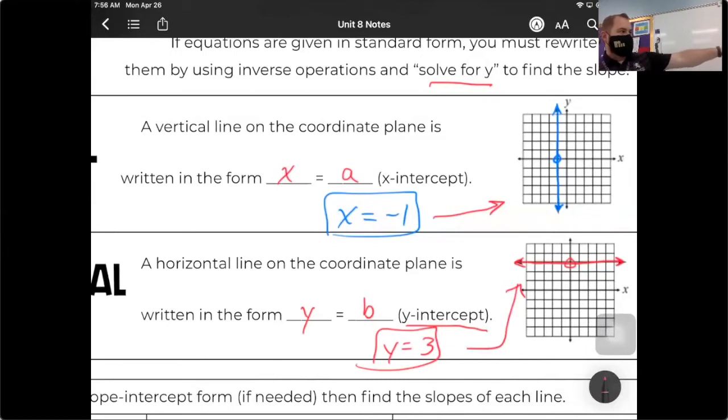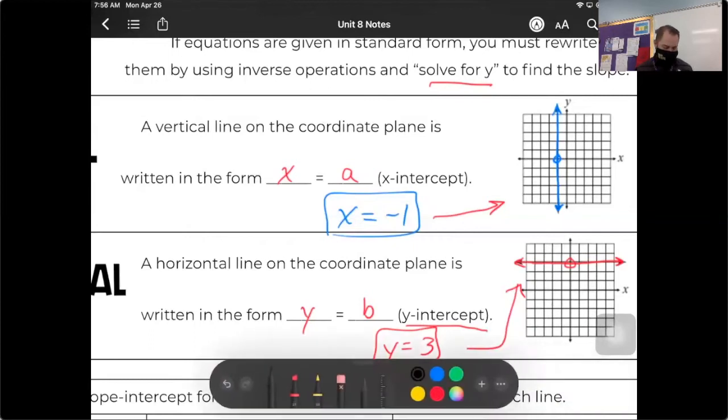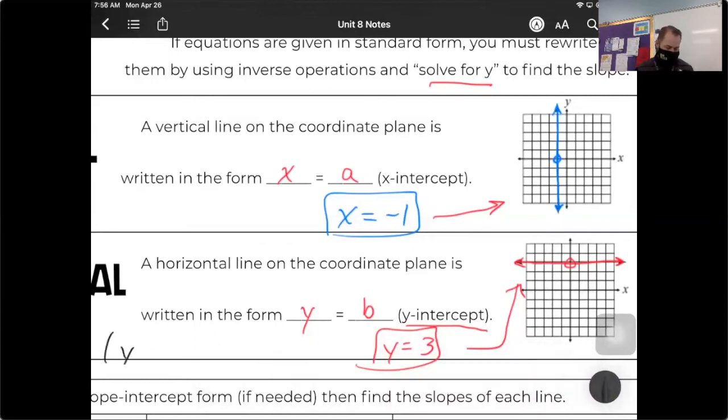What's the slope of that horizontal line? What's the slope of any horizontal line? 0, right? So actually, I could put this in slope-intercept form. I could do y equals 0x plus 3. But what's 0 times x? 0, right? And what's 0 plus 3? 3. So it turns into y equals 3. So that actually is slope-intercept form. You just don't need to write the slope of 0 because it makes it go away.